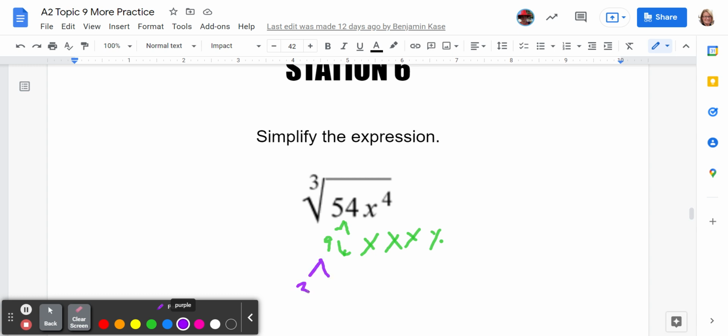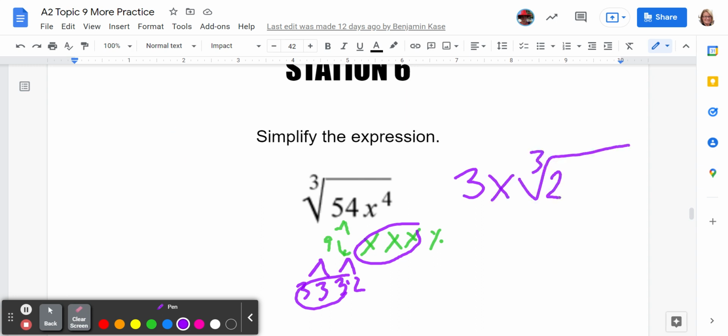Remember that 9 is a 3 and 3, and 6 is a 3 and 2. So we have a group of 3, a group of 3, and then a leftover. So on the outside, I'm going to have a 3 and an x, and then on the inside of that cube root, I have a 2 and an extra x.